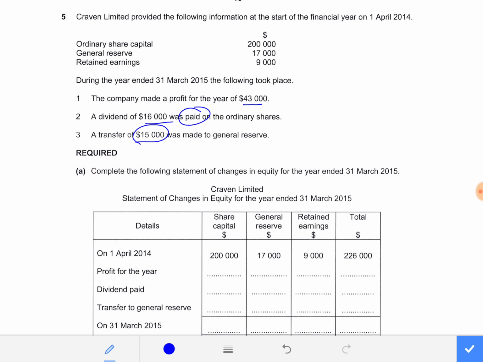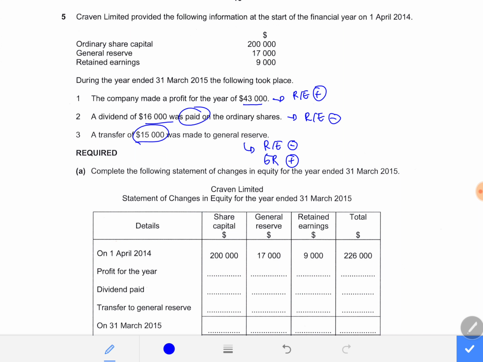You are required to do a statement of changes in equity for the year ended 31st of March 2015. Profit will affect retained earnings only. Dividends also have a direct effect on retained earnings, to be reduced, while profit is to be increased. Meanwhile, general reserve affects two items, retained earnings and general reserve itself. Retained earnings will be reduced and general reserve will be increased.